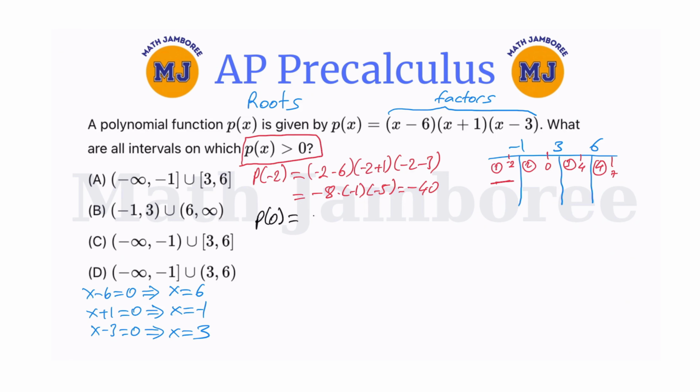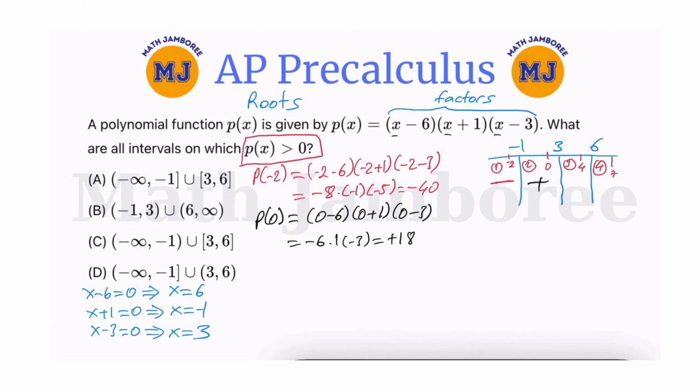For p of 0, we substitute 0 for x. So this is negative 6 times 1 times negative 3. If you multiply these, this turns into positive 18. So the sign between these 2 regions is positive.